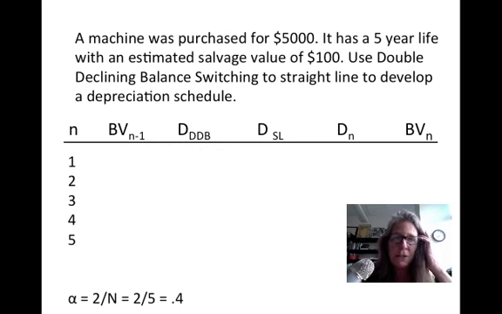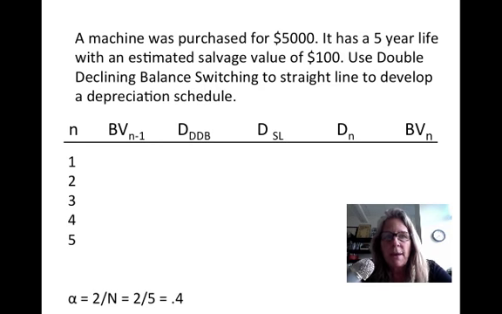So in order to illustrate this, I'm going to use an example because it's complete. In the other videos, I talked about how to calculate double declining balance, and I also talked about how to calculate straight line. But this method is switching from one to the other, so it's actually quite a bit easier to show using an example.